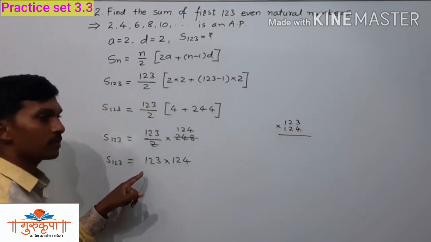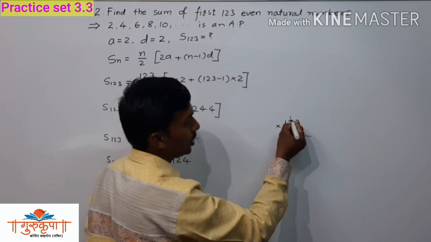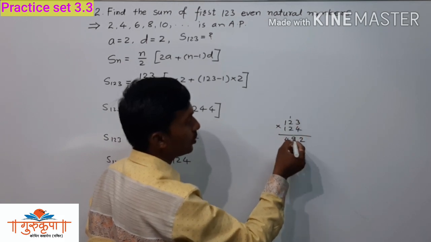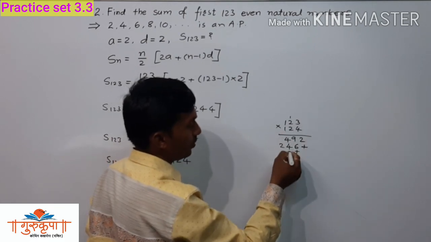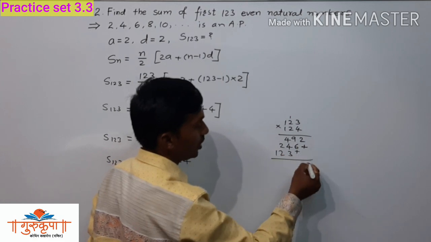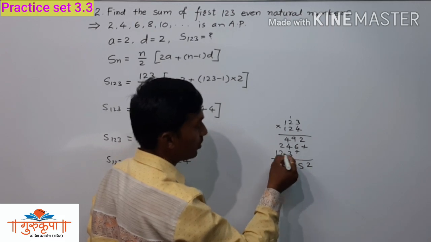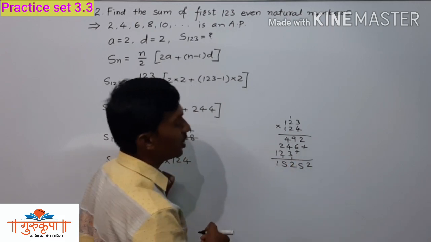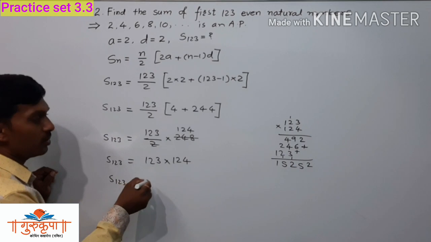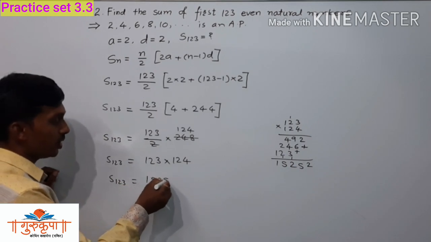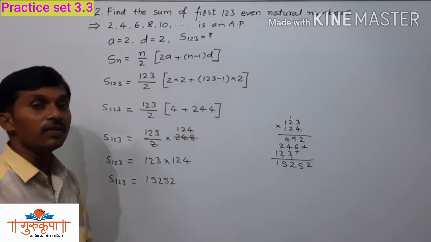And you will write the product here, that is S123 is equal to, 4 3s are 12, 1 carried, 4 2s are 8 plus 1 is 9, 4 1s are 4, 2 3s are 6, 2 2s are 4, 2 1s are 2, then we have 9 plus 6 is 15, 1 carried, 4 plus 4 plus 4 plus 1 is 13... S123 is equal to 15,252. That is the sum of the first 123 even natural numbers.